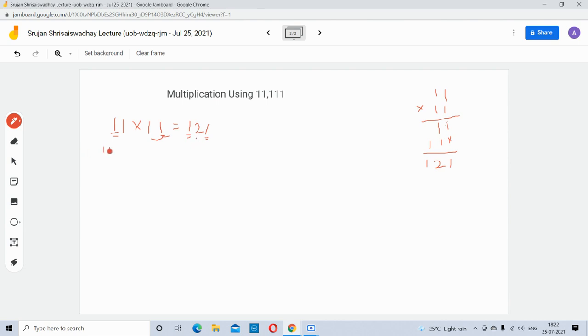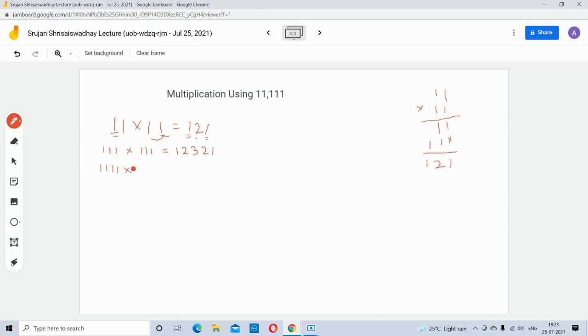Now let us consider 111 into 111. How are you going to get the answer? How many ones are there? You simply go adding: 1, 2, 3, and there are three numbers. It is multiplied by an equal number of ones. So you go 1, 2, 3, and thereafter again start reducing it and write the last number.